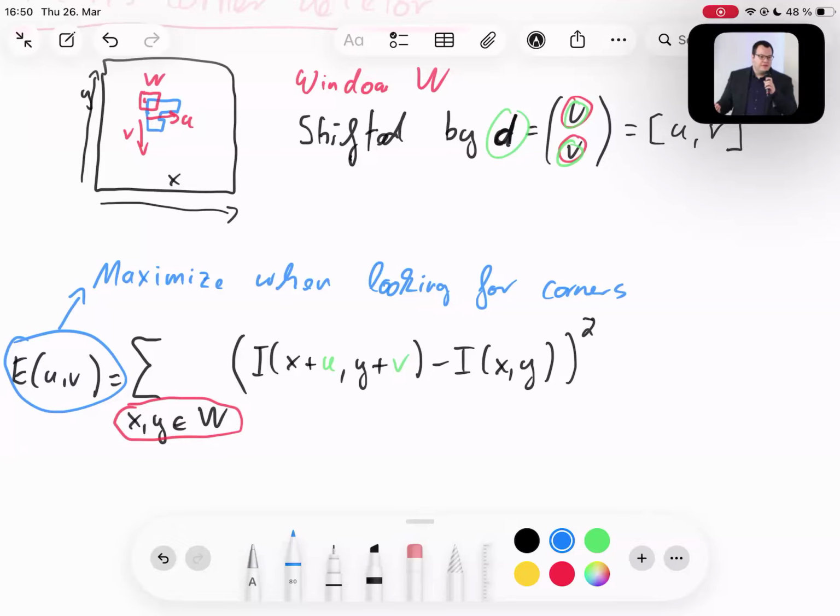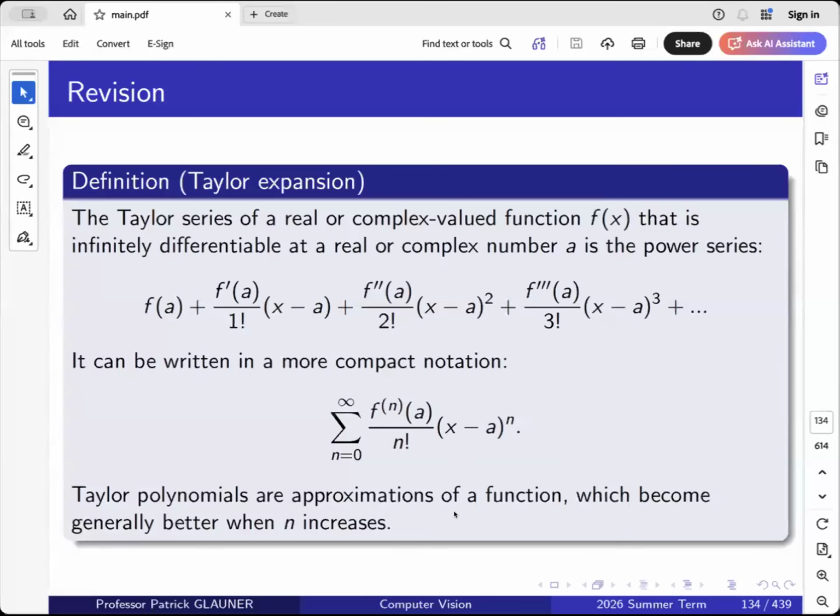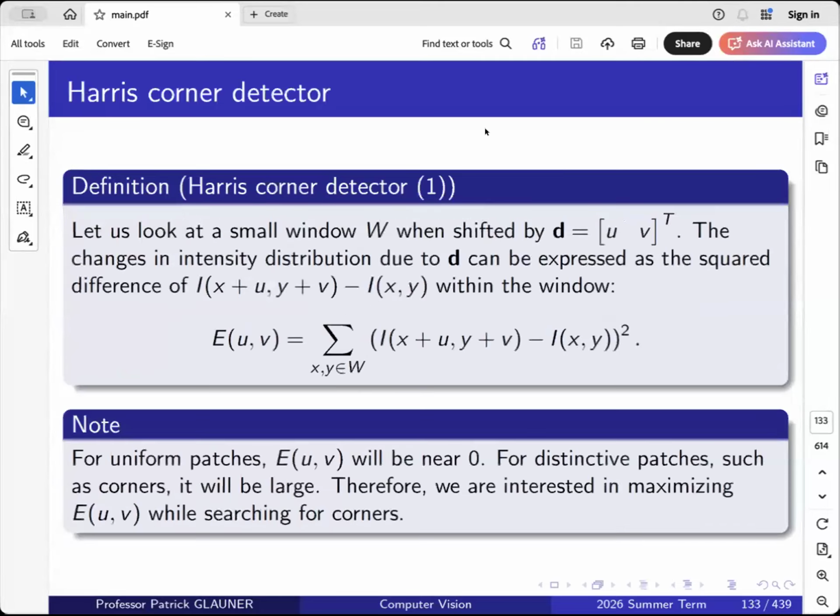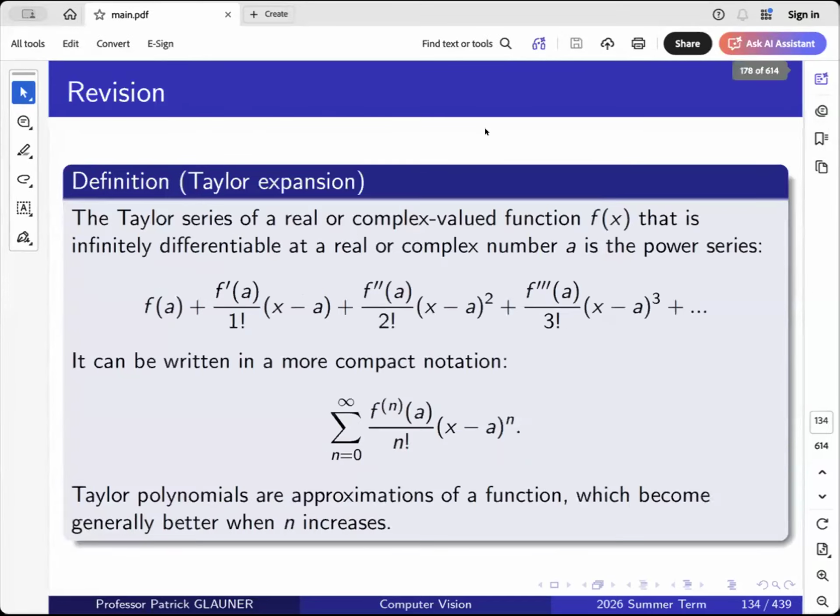Certainly something that was taught at some point in your maths course, but we will look at it briefly. We'll do a revision because there are quite some who don't remember it. That's fine. So we need some extra math now. What I've just shown you was the Harris corner detector, and we will continue with that in a few moments, but we need more math.